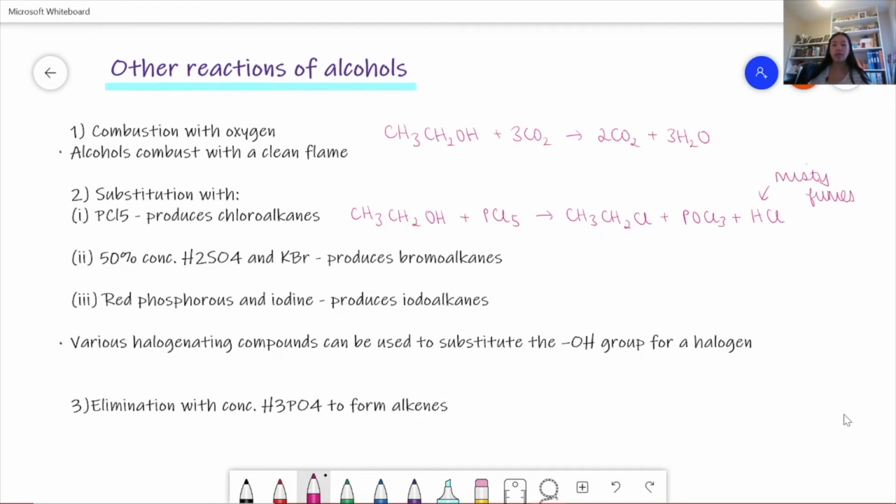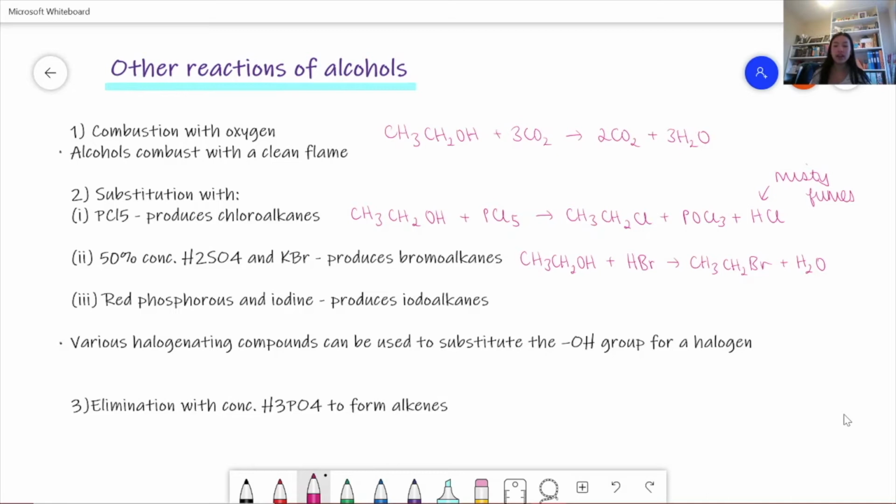And then we need to know the substitution with 50% concentrated sulfuric acid and potassium bromide to produce bromoalkanes. So what we do here is we add potassium bromide and 50% sulfuric acid together, and this forms hydrogen bromide, and then we react it with the ethanol. So we have CH3, CH2OH, and then react it with hydrogen bromide, and this will form bromoethane and also water.